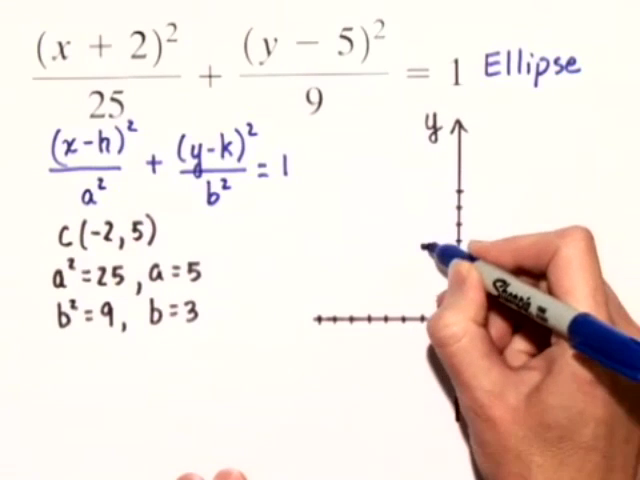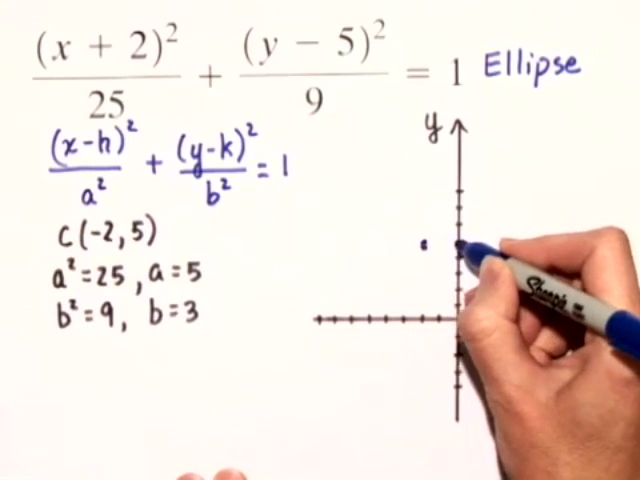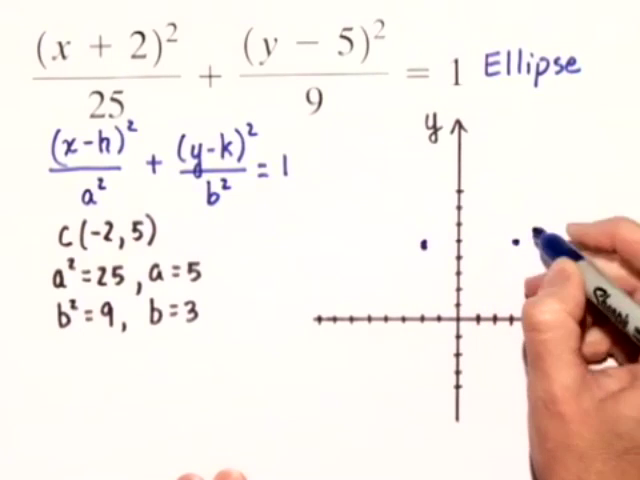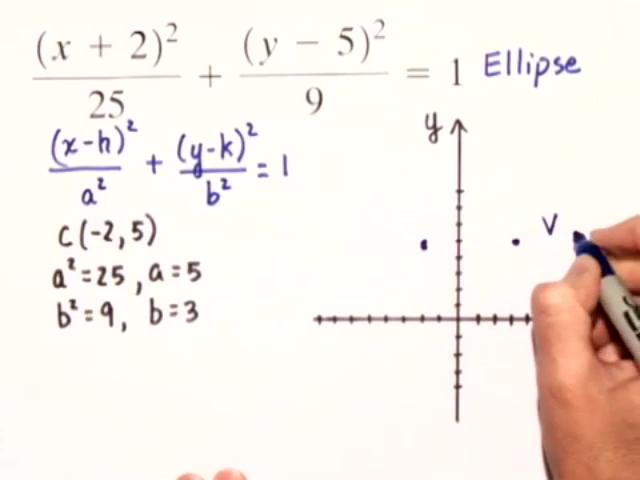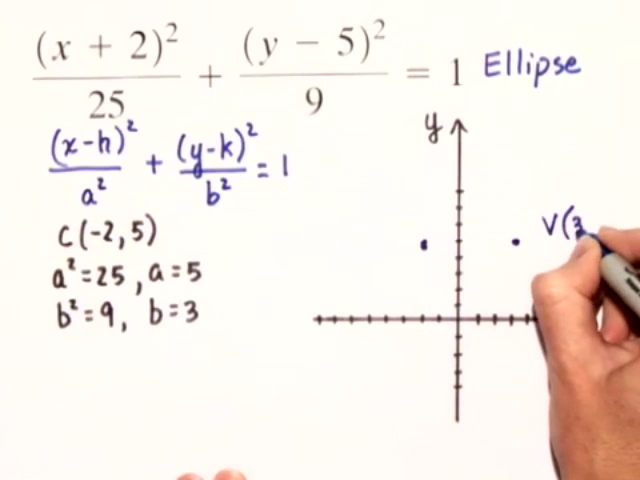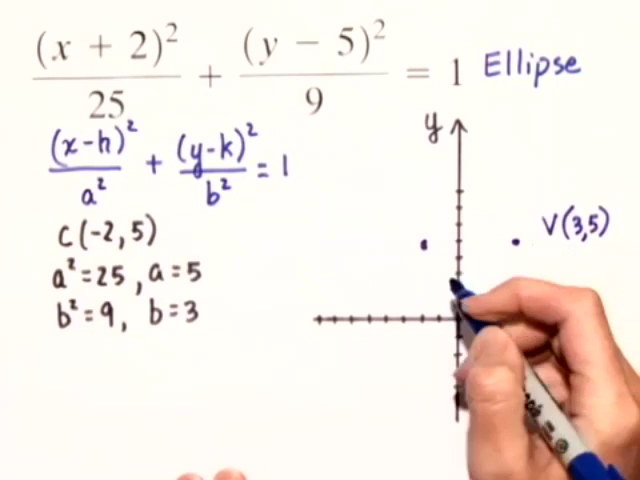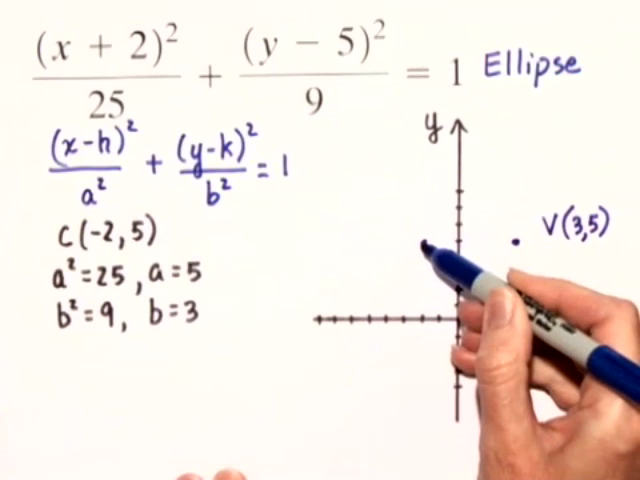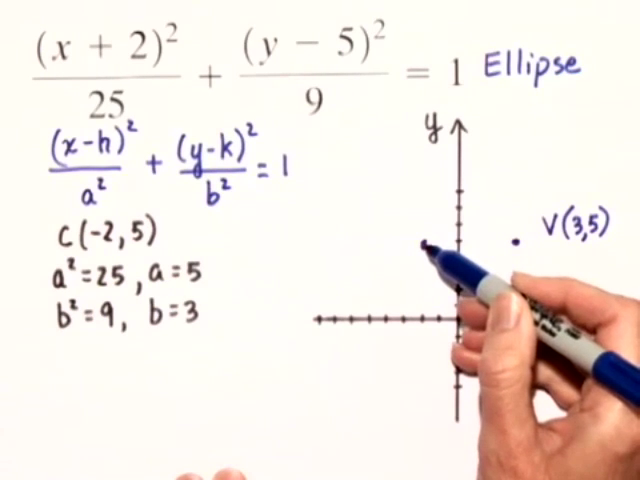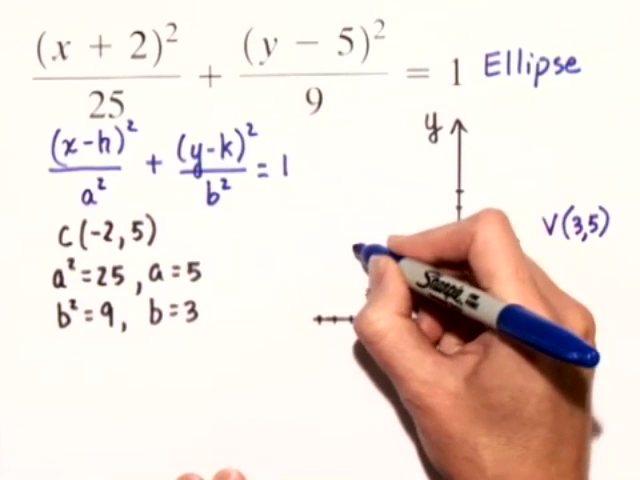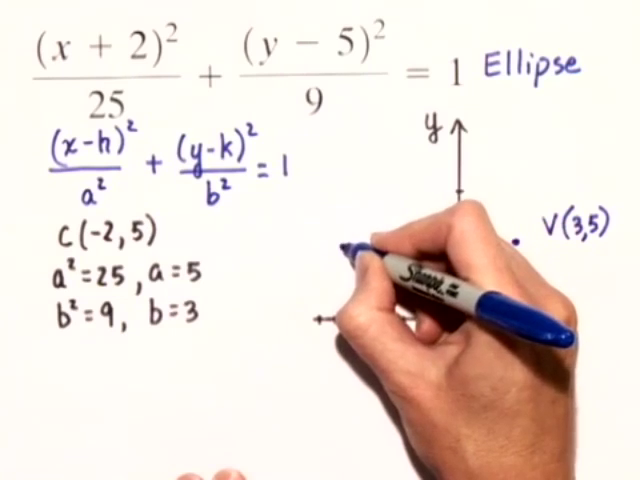So we'll go 1, 2, 3, 4, 5. So our first vertex is right here, located at (3, 5). We'll also go 5 units to the left. So if we go 5 units to the left of −2, we end up with the next vertex at (−7, 5).